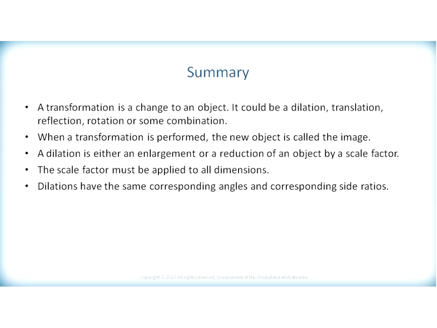So to summarize, a transformation is a change to an object. It can be a dilation in our case. We could also see translations, reflections, rotations, or some combination of all of them. When a transformation is performed, the new object is called the image. For us, a dilation is either an enlargement or a reduction of an object by some scale factor. The scale factor must be applied to all dimensions. And dilations have the same corresponding angles and corresponding side length ratios. And again, in the second example, we saw that the side length ratios were not equal, so we did not have a dilation.